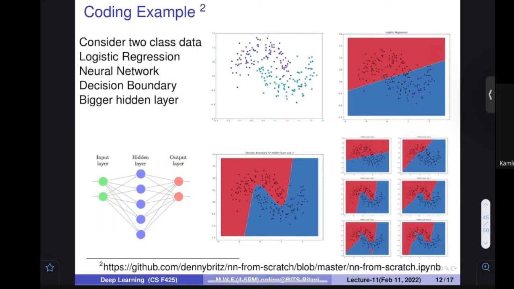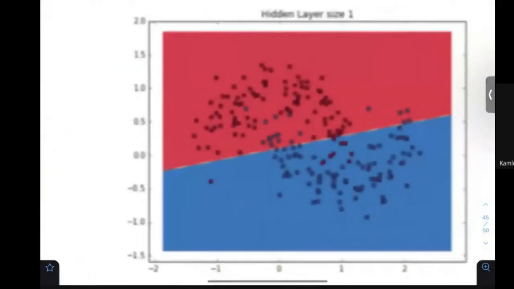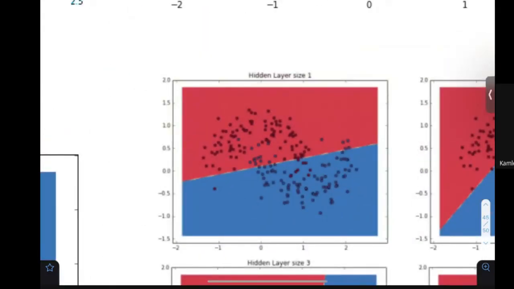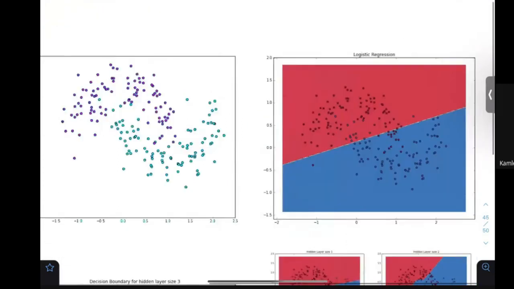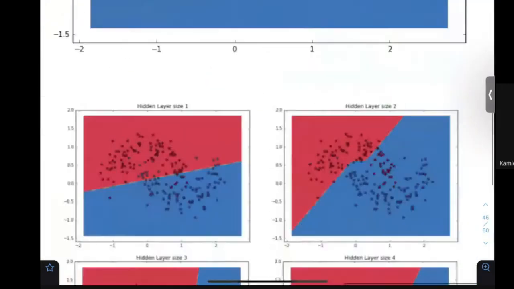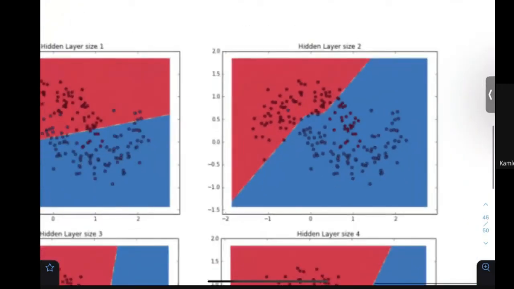Let me start training by having only a single neuron in the hidden layer. If I train using a single neuron at this place, I get this kind of line, a single line. This is what I converge to. Again, it is the same thing we saw with logistic regression. If you put two neurons, it is going to be better, and it looks something like this.